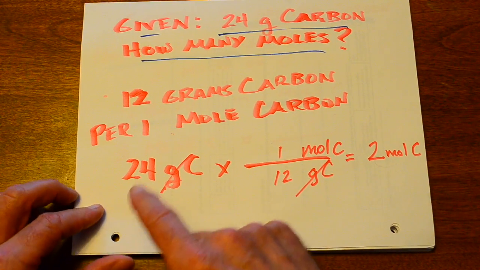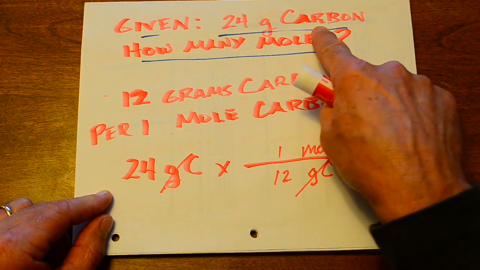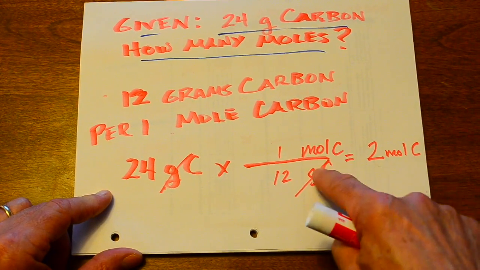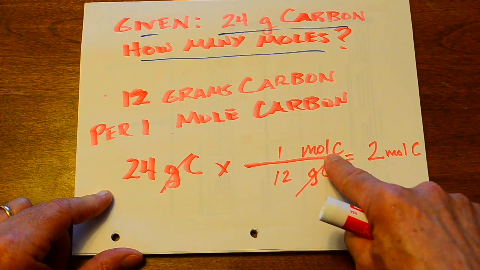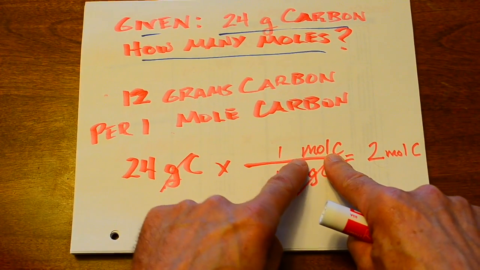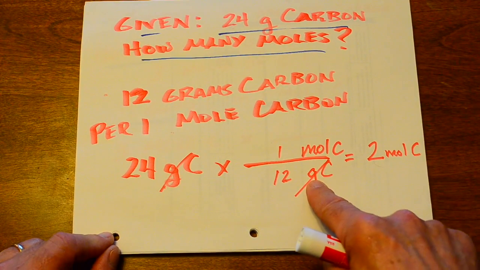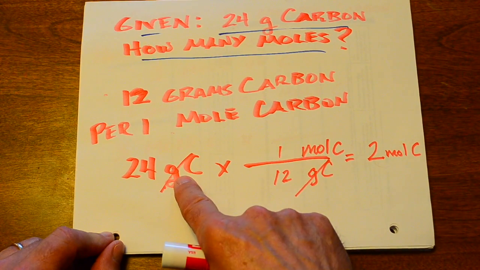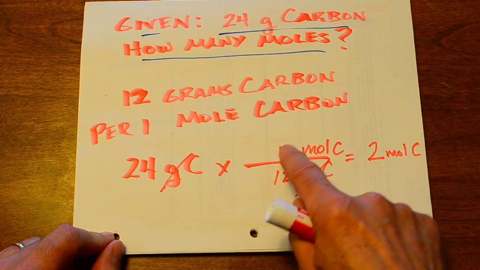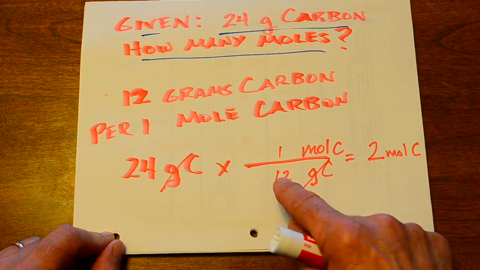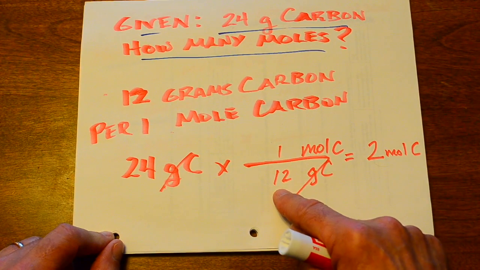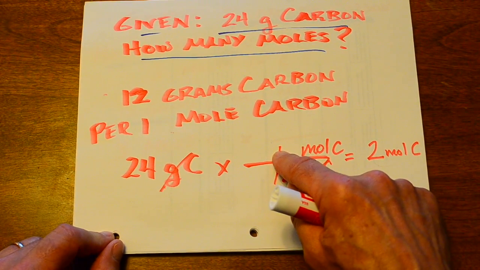So what we can do is start with our given of 24 grams, and we're going to multiply times a factor or a fraction with moles on the top, because that's what we want to find. How many moles? So moles goes on the top. Grams goes on the bottom, because that's the unit that we want to cancel. And we're going to make an equality between the grams of carbon and the moles of carbon. So we have 12 grams per 1 mole.